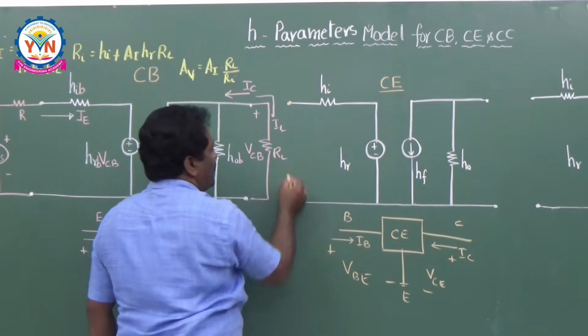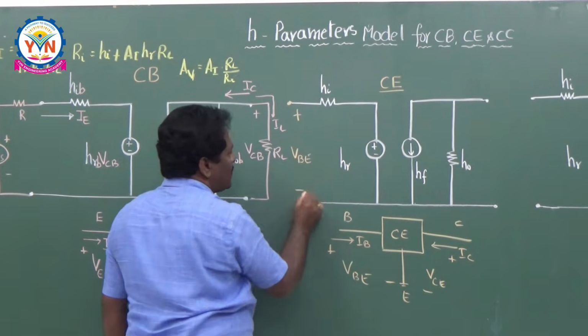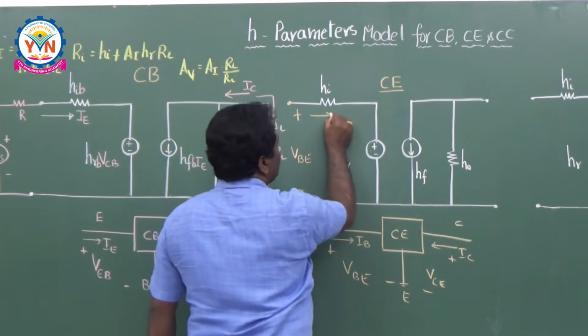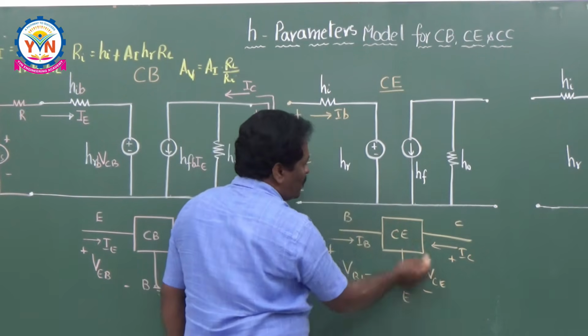What is the input voltage here? This is VBE, this is plus and minus, and the input current is IB, and you can say HR times output voltage. What is the output voltage? VCE.